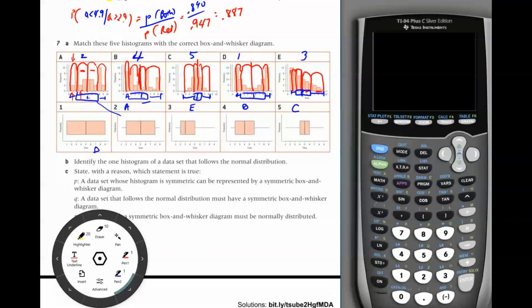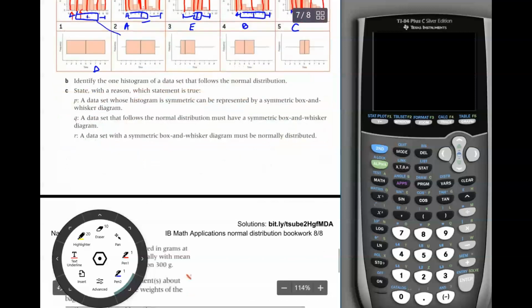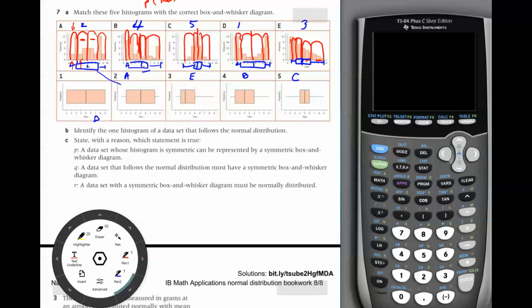Make sense? All right, those are kind of tough. Identify the one histogram of the data set that follows the normal distribution. Okay, well, looking at the original pictures, I can see that this one looks like normal distribution because it's symmetrical and it's got a big bump in the middle, right? So I would say the answer is 5. State with a reason which statement is true.